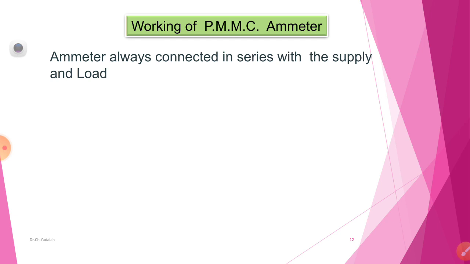So that's why the ammeter is always connected in series with the supply and load. In addition to the load, it has to take the load's support. Otherwise, what will happen? Just assume that the ammeter is a very old person above 70 years of age. A 70-year-old person cannot walk without holding a stick. He has no energy, so he will walk with the help of a hand stick.